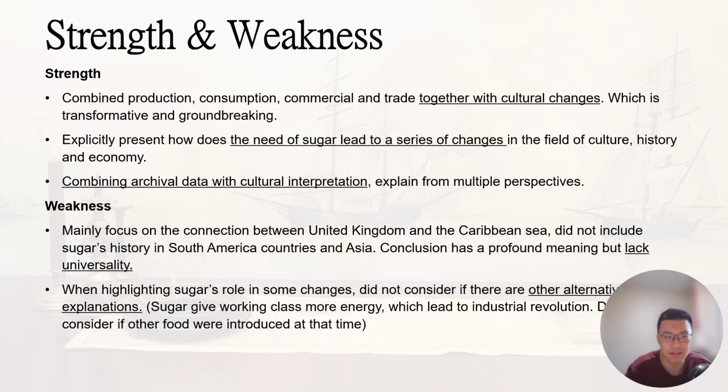And the second weakness is that the book highlights sugar's role in some changes, but it did not consider whether there are other alternative explanations. Let's take the Industrial Revolution as an example. The book gives the reason that because sugar gives the working class more energy, which led to a higher production rate, which led to the Industrial Revolution. But the book did not consider that maybe some other food was added to workers' diets during that time. So maybe there are other reasons that may have caused the increase in working rate besides sugar, and the author did not rule those possibilities out, which makes the conclusion not academically rigorous enough.